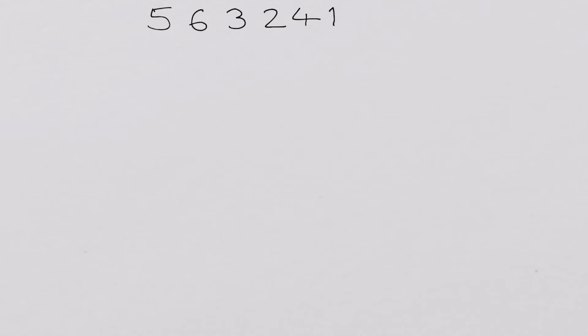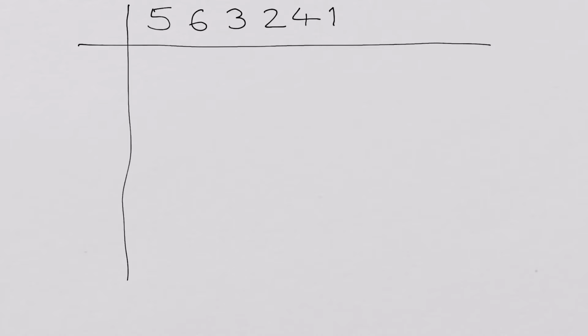Hi, we're going to look at ordering these 6 numbers here using the bubble sort for this video. So what we've got here is 6 numbers. That's not one big number, that's actually 6 separate numbers.